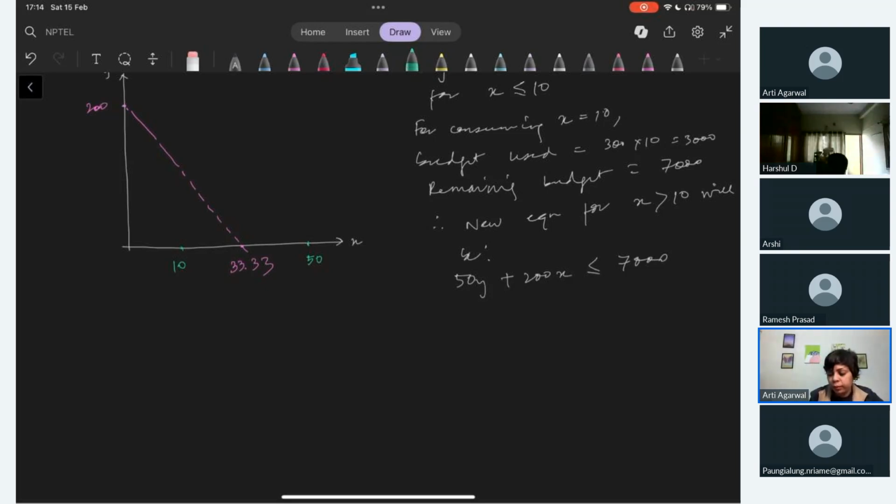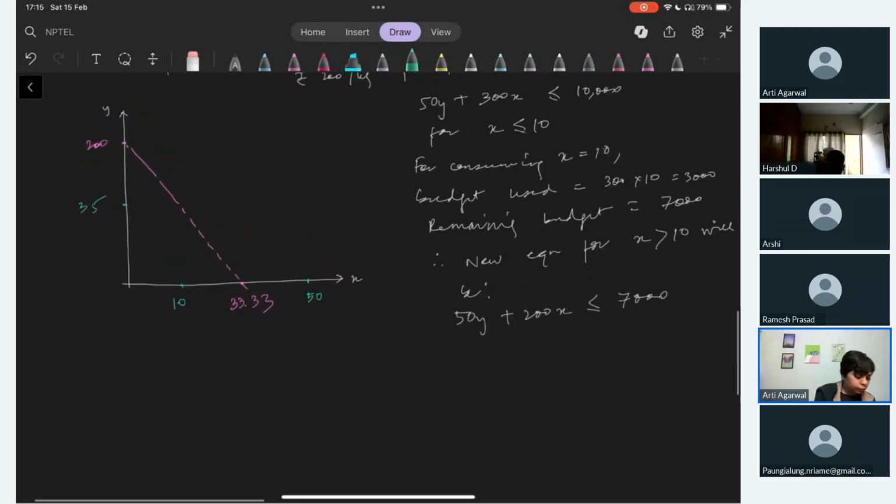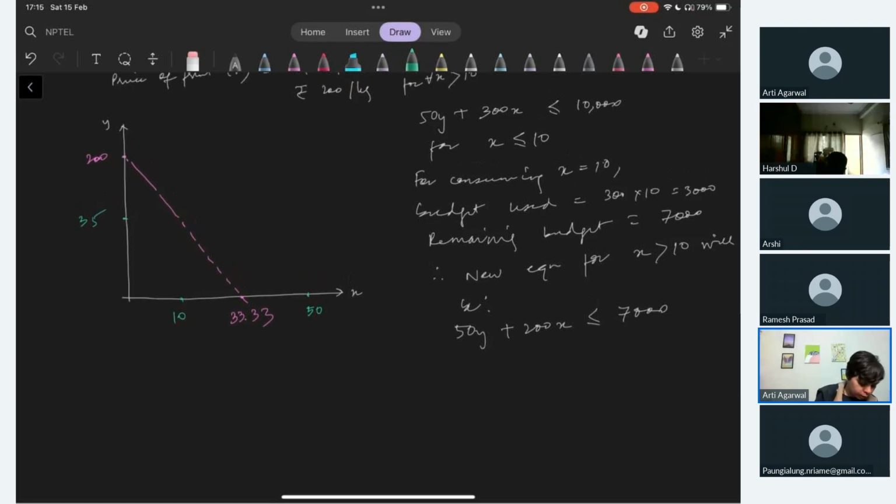So now the new y-intercept for this equation is 35, right? Let's mark this as 35. Sorry, 140, not 35. This is 140, just 7,000 divided by 50. I don't know why I took it as 35. So this is now the new x-intercept. This is the new y-intercept. Now you connect these two lines to get this budget equation. This is the new budget equation, right?